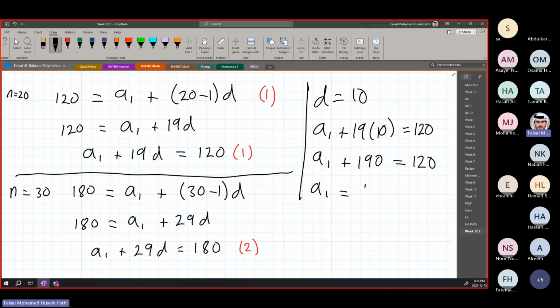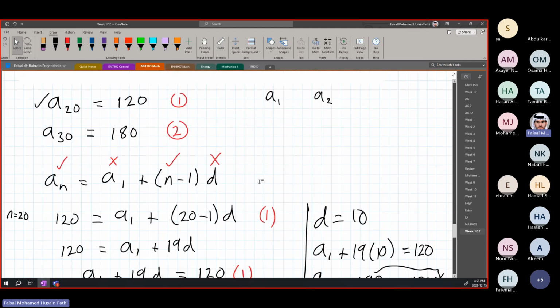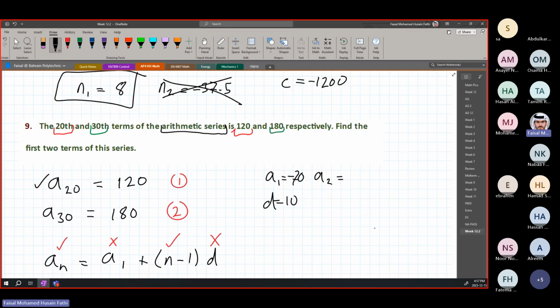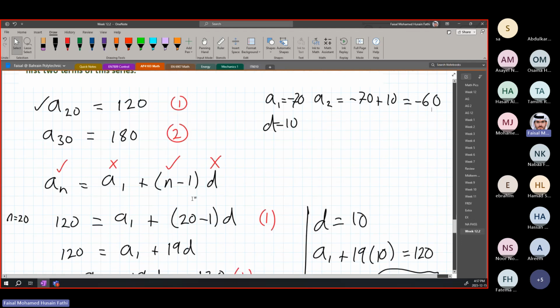And A1 is equal to 120 minus 190, simply taking this to the other side. A1 is equal to minus 70. And we have our A1 and our D. So we found out our A1 is minus 70. And our A2 is simply, what was our D? It was 10. So minus 70 plus 10 is equal to minus 60. And that's it. Those are our first two numbers, if I'm not wrong.